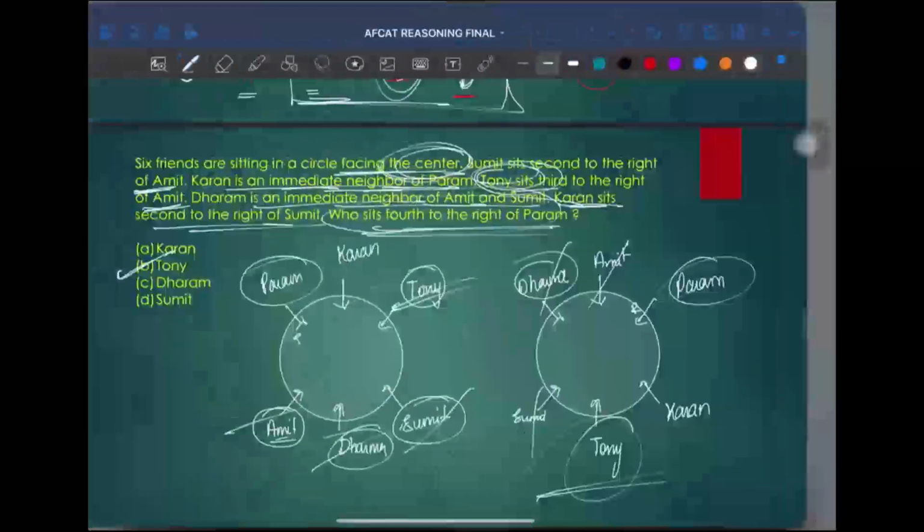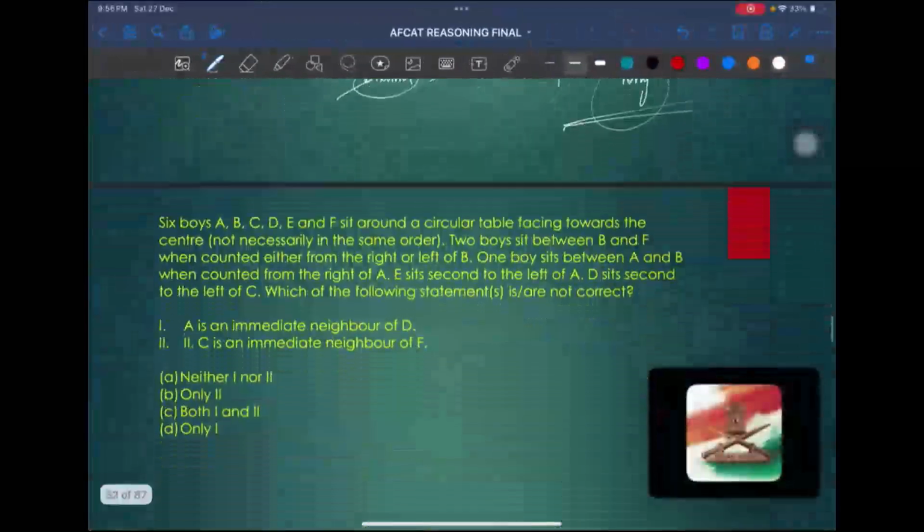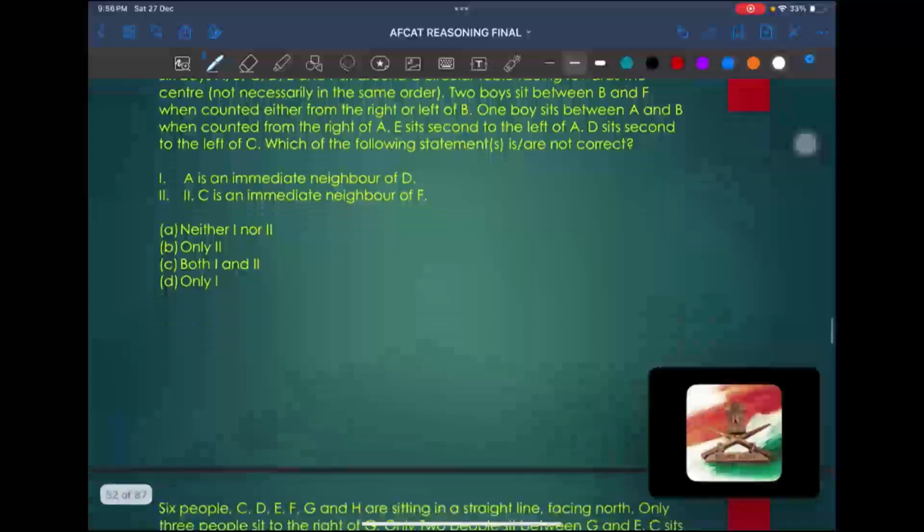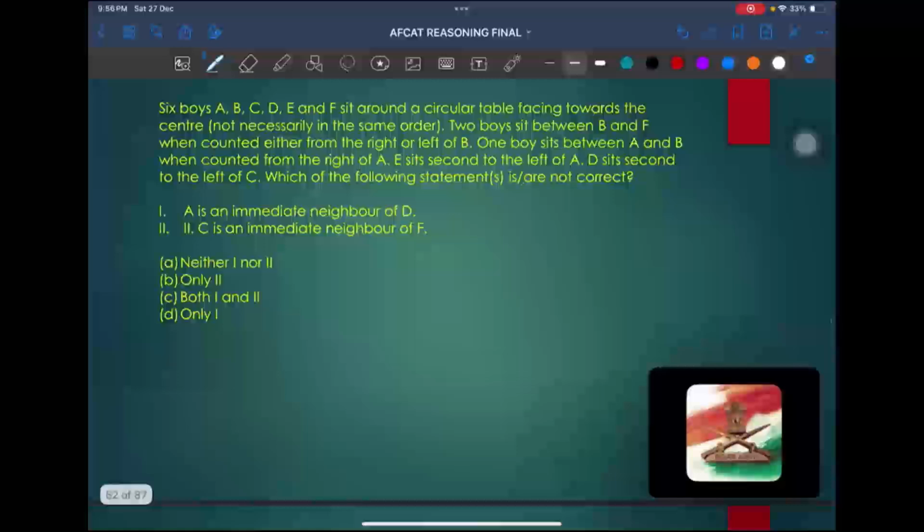If yes, try to solve this question. It is similar to the previous question. It's just that the question framing is a little different. Okay. Try to solve this question a little fast so that we can move on to the next questions.